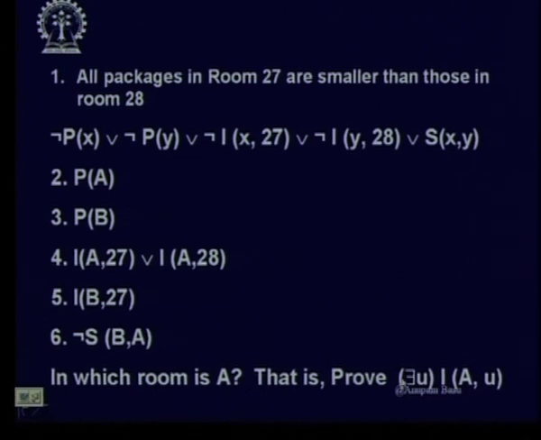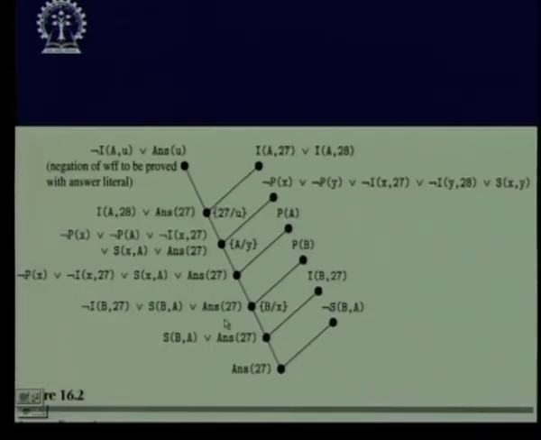That is, I have to prove that there exists some room number, there exists u such that In, standing for in, A u, A is in u. So, that is my goal query. So, I have to negate it for resolution, all right. Only thing, in order to get this, just look at this. I will just go a little slow.